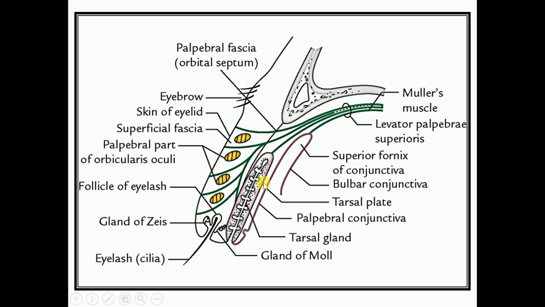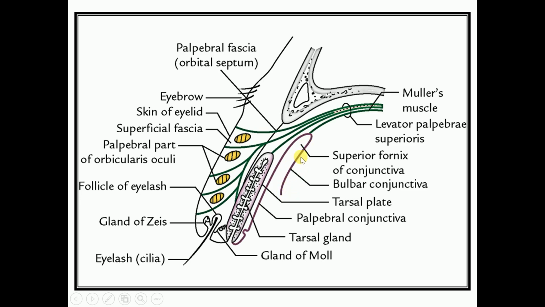Now these tarsal plates are covered by the conjunctiva. The conjunctiva is a transparent membrane which lines the inner aspect of the upper eyelid as well as the lower eyelid. That is called the palpebral conjunctiva. This one is the palpebral conjunctiva. Now this conjunctiva is reflected over the eyeball, in front of the eyeball, over the sclera and cornea. That forms the bulbar conjunctiva. So there are two parts of the conjunctiva, palpebral conjunctiva and bulbar conjunctiva. The palpebral conjunctiva lines the upper as well as lower eyelids, and then it is reflected from the posterior aspect over the eyeball as the bulbar conjunctiva.